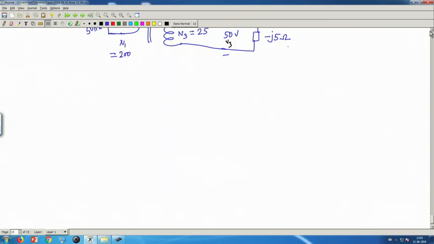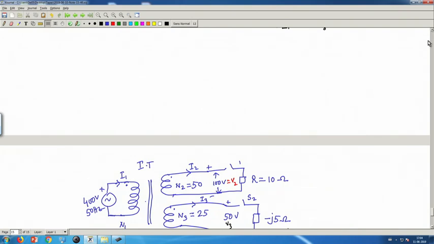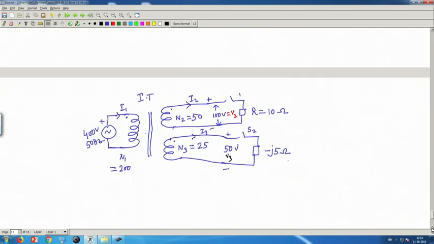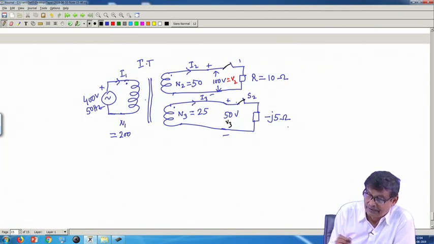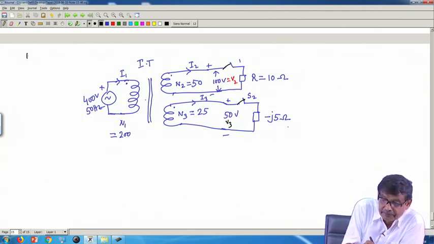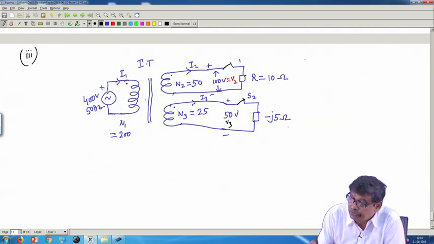Okay. Now, listen carefully what I am telling. So, this is the thing now. Now, both the coils' switches are closed. What do I do? That is part 3. Both S2 and S3 are closed.